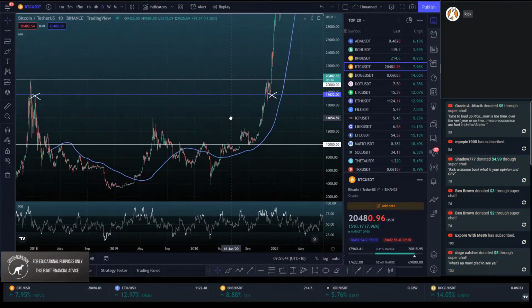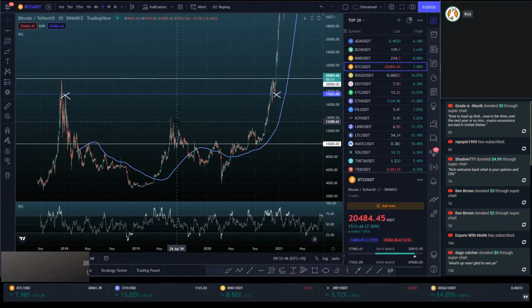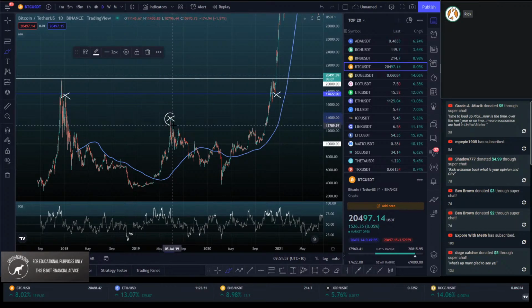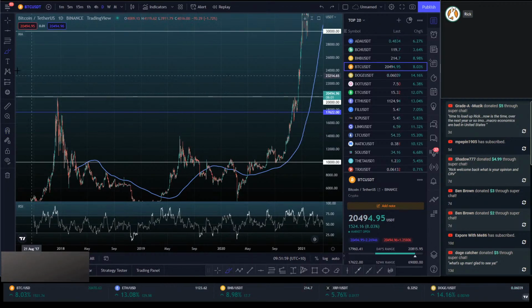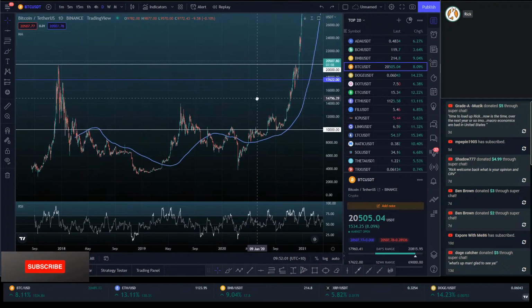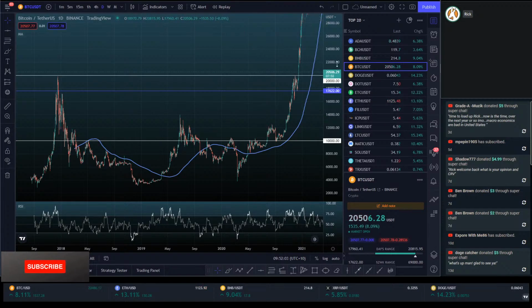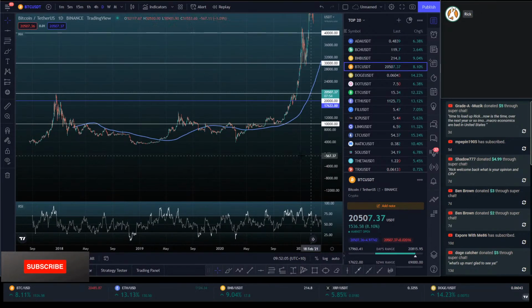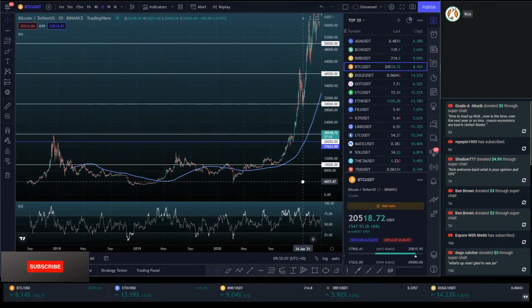So if we lose that, there's a $14,000 support right there. That's another swing high of the 2019 bull market. So yeah, these are just the historical levels to look at that may produce levels of price action going forward.